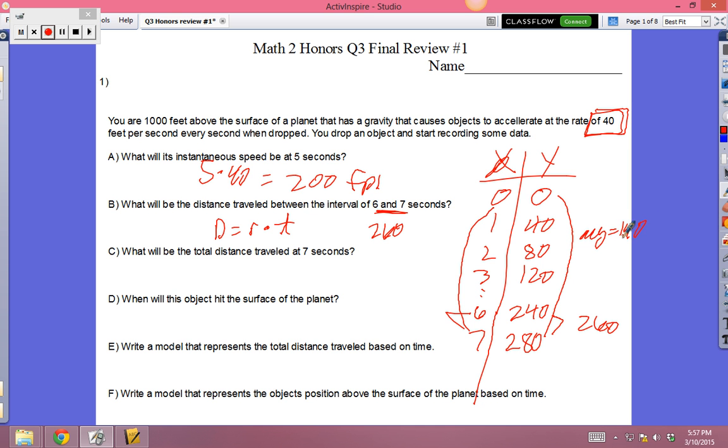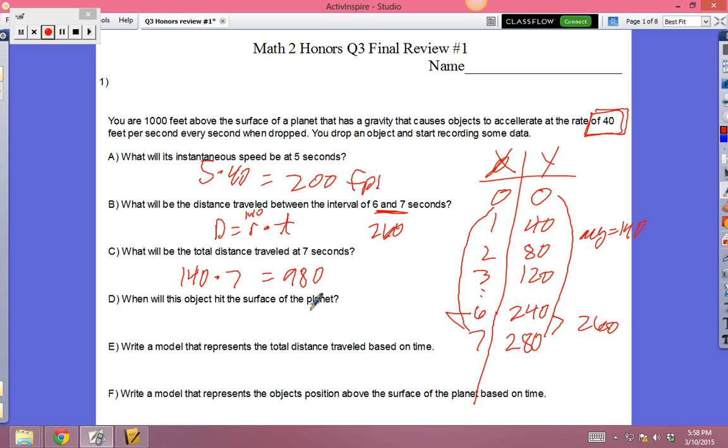And that 140 is the speed, and you multiply it by the time that it was in the air, and it was in the air 7 seconds. So the average speed, 140, multiplied by 7 is going to be 980 feet.